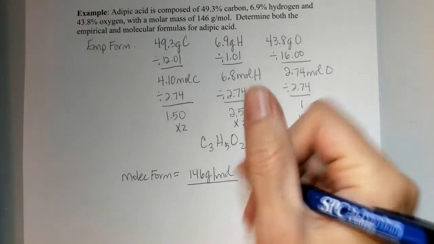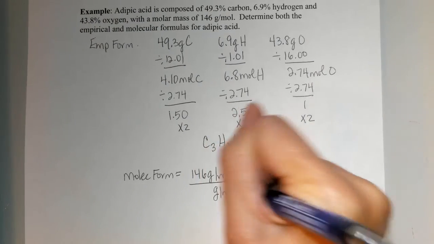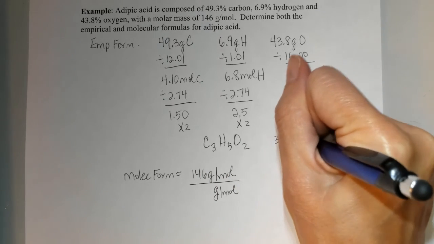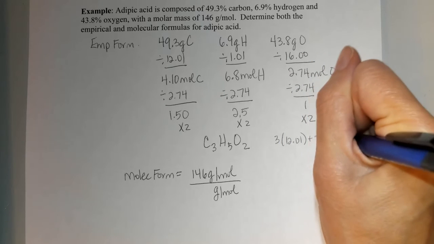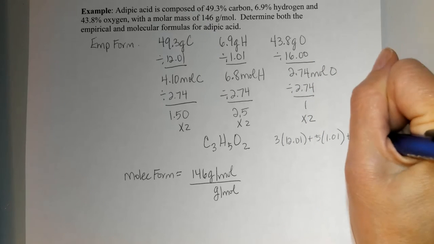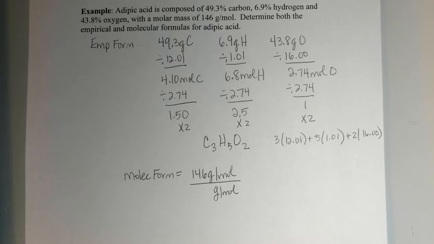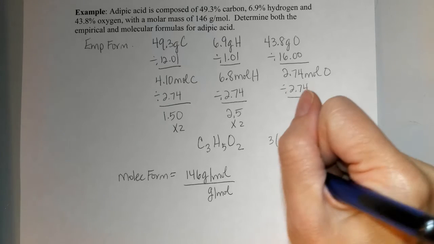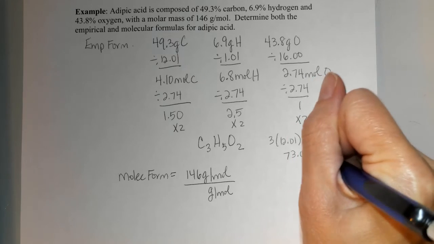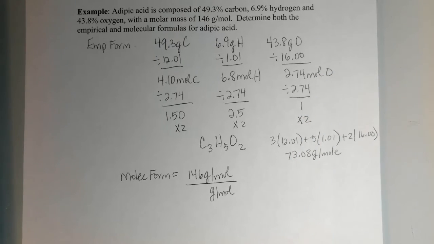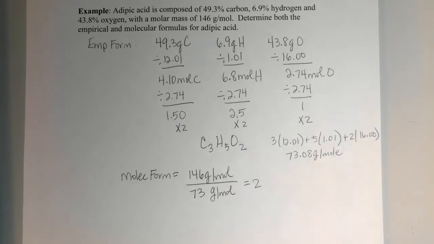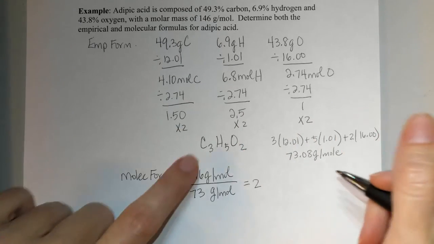And then I want to divide it by the molar mass of my empirical. So 3 carbons at 12.01 apiece, 5 hydrogens at 1.01 apiece, and 2 oxygens at 16 apiece. So I'd have 36.03, 5.05, and 32. And if I add that together, I get 73.08 for my molar mass of that empirical unit. So 146 divided by 73 is 2. So that means multiplying everything through by 2.